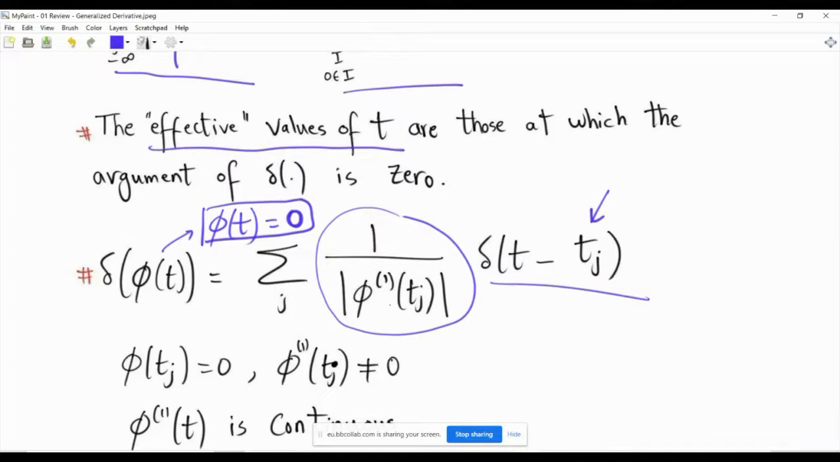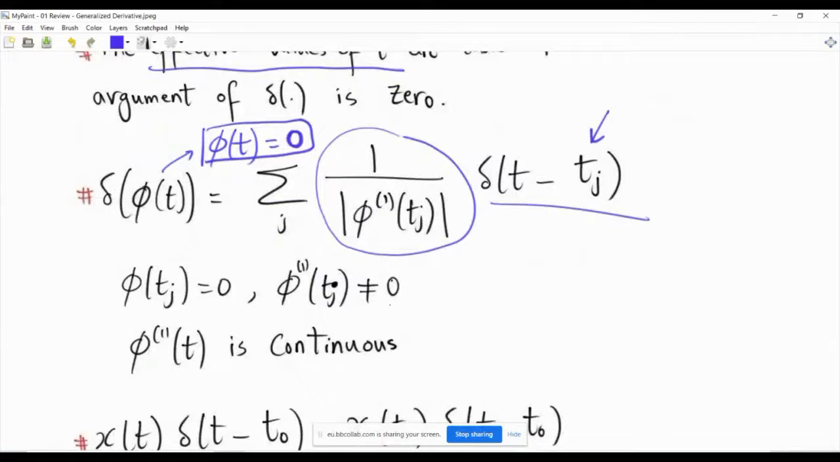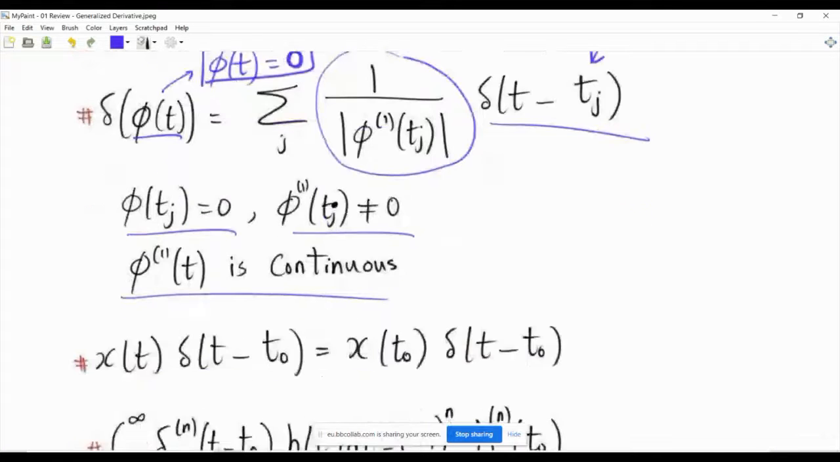So the function around t1, t2, t3, and so on will be locally invertible. It will be either monotonically increasing or monotonically decreasing, and this allowed us to do a substitution of variables in our integration to obtain this result here. This result is very useful, but it has some assumptions: the function needs to be 0 at those t's, the first derivative should be positive or negative but never equal to 0, and the first derivative as a function should be continuous.